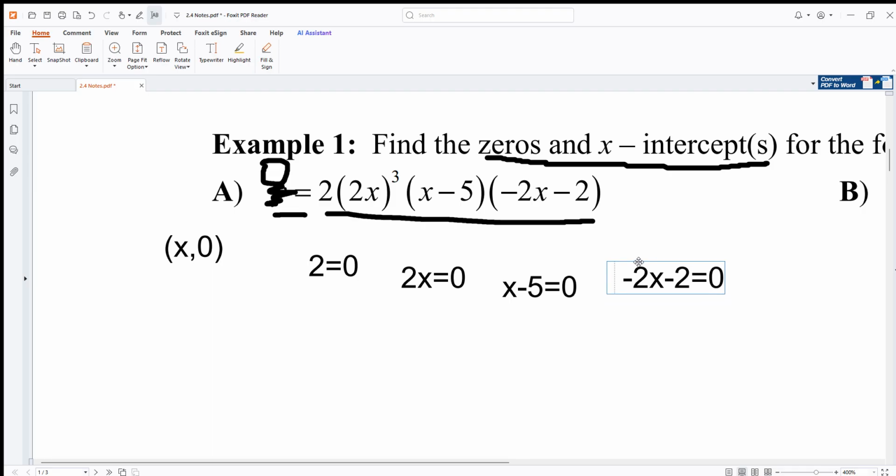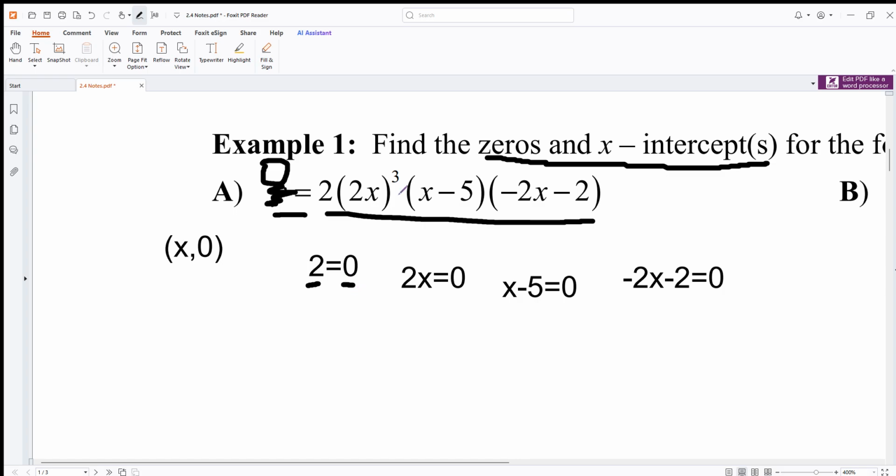And that property tells us that I can set all 4 of those things equal to 0, because we're saying all of them are being multiplied and they equal 0. So let's logically run through these. The first one, 2 equals 0, is nonsensical. It doesn't make any sense, because can the value of 2 equal 0?